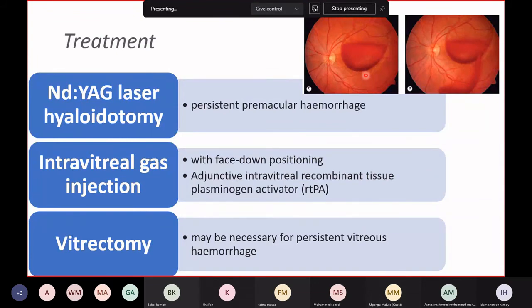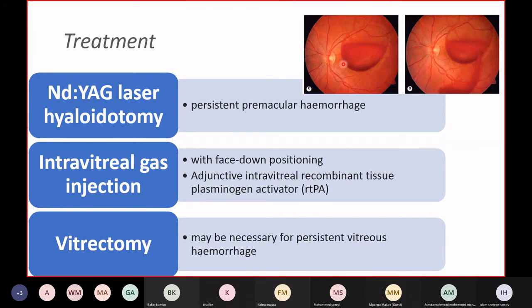Or we may give intravitreal injection of gas with the patient face down. The gas bubble will float upward by buoyancy and displace the blood to the periphery, the vision will be better, the macula and the fovea will become clearer, and the patient will see better.